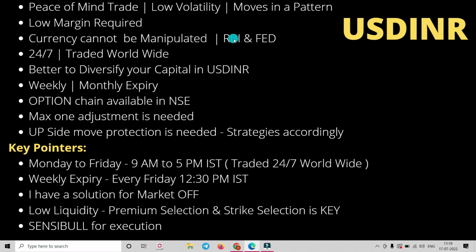Currency cannot be manipulated. This is one of the taglines I wanted to stress. At the end of the day, we have the RBI and the Fed. This is a currency between the US and India, so it cannot be manipulated, and for that reason volatility will be low. But we all know how Nifty and Bank Nifty are manipulated. That's the reason I'm saying this is low volatility. Two countries' currency cannot be manipulated.